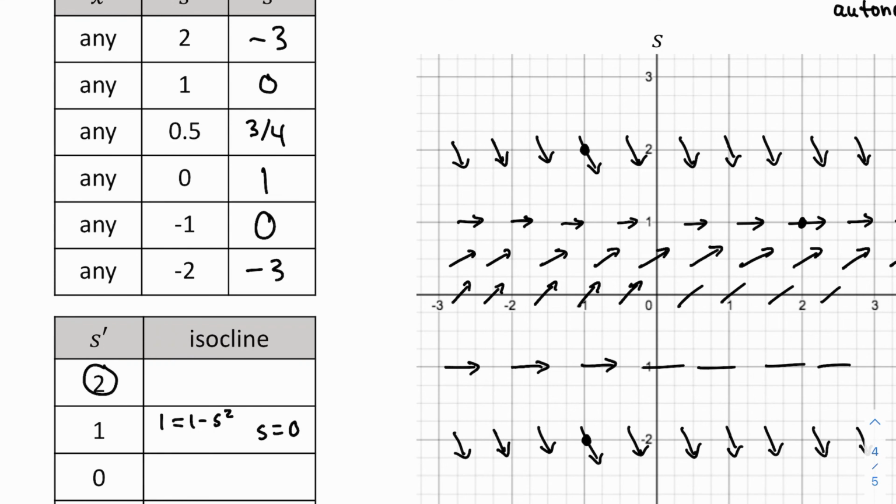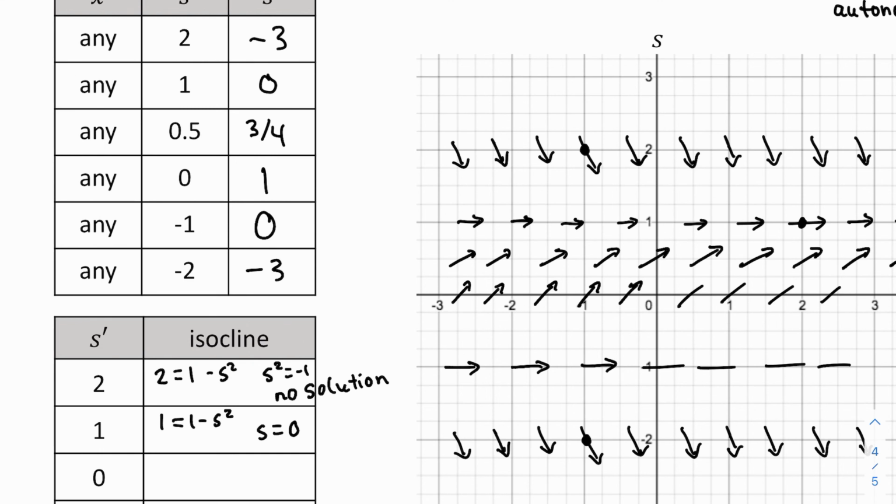Let's do s prime to be 2. So we get 2 is equal to 1 minus s squared. So s squared could be, well, notice we have a problem here. This would suggest s squared is equal to negative 1. So no solution. In other words, there's never going to be a solution that has a slope of 2 in this particular differential equation. We'll examine that here in a moment with technology.